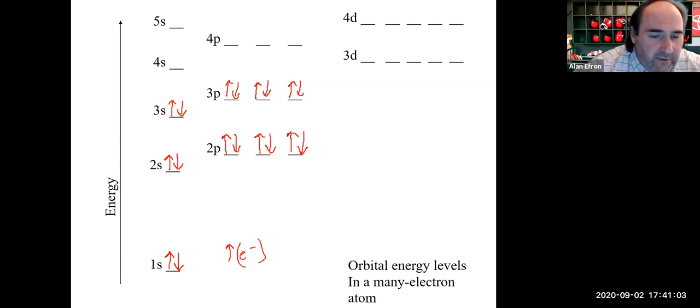And now here's really where the change occurs. We're going to go from the 3p orbital. The next lowest in energy is actually the 4s, and that one would get electrons. Then we go back to the 3d and start filling those up if necessary. So there's this change that occurs once we get more electrons in.